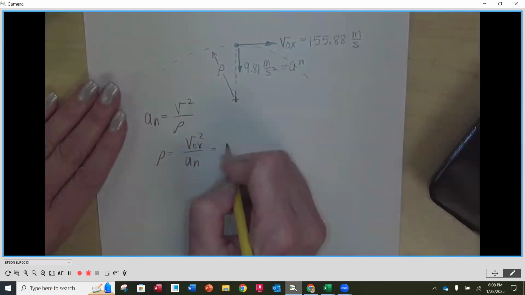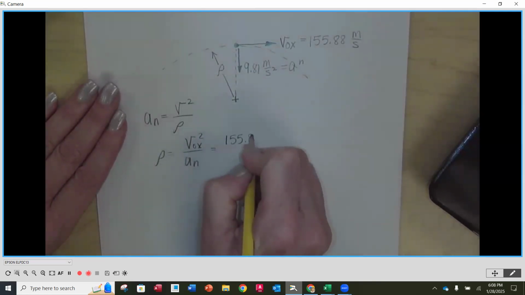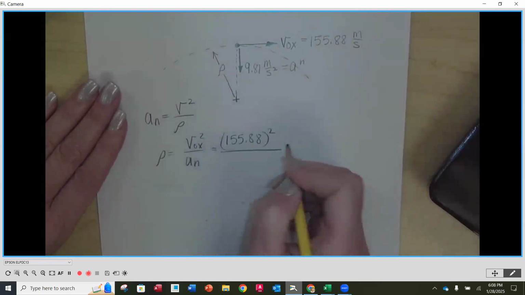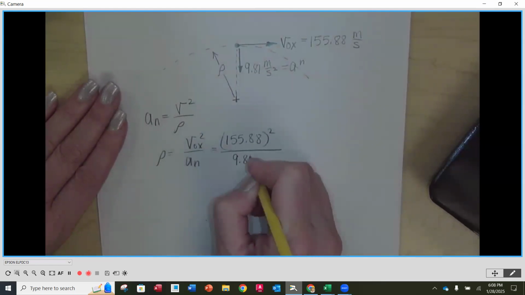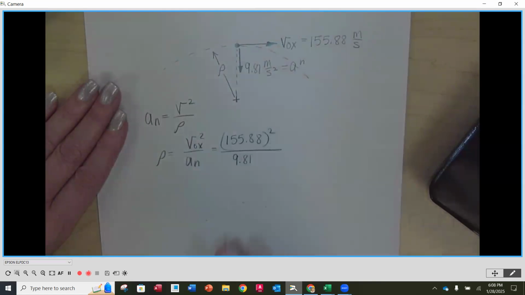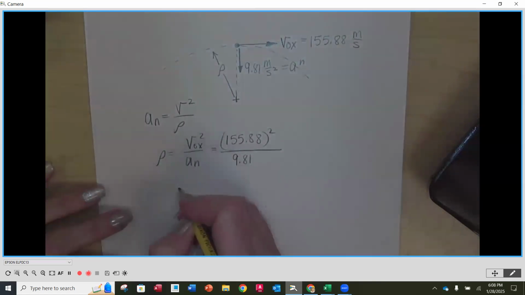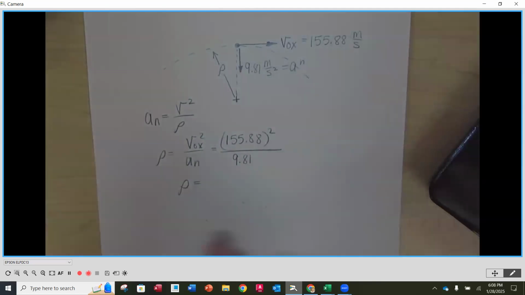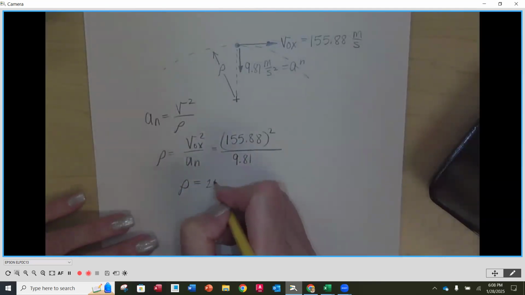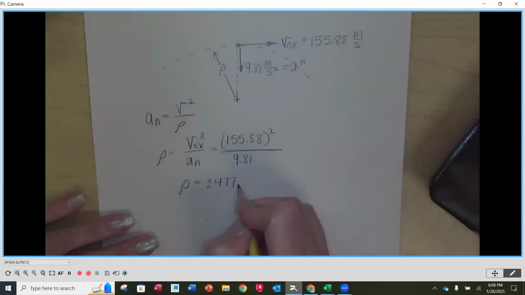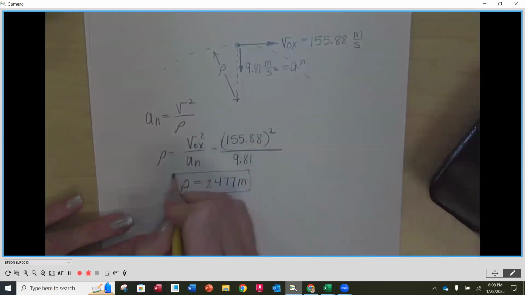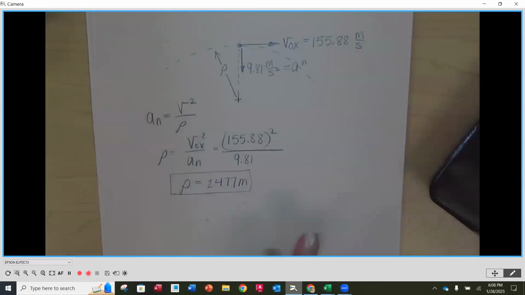So then we're going to use 155.88 squared divided by 9.81 meters per second squared. Now, you could put the negative in there, okay, but it's really absolute value because remember, we're just trying to find the radius right now of that curve, okay? So your rho should come out to be 2477 meters. And that's all they're asking for in this problem.